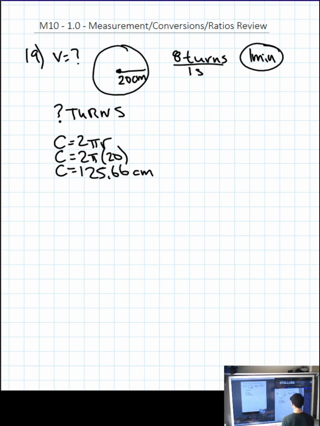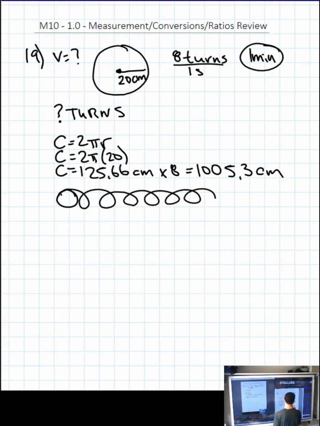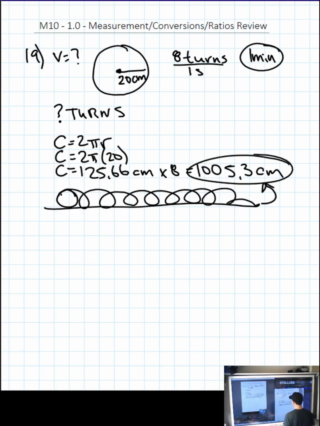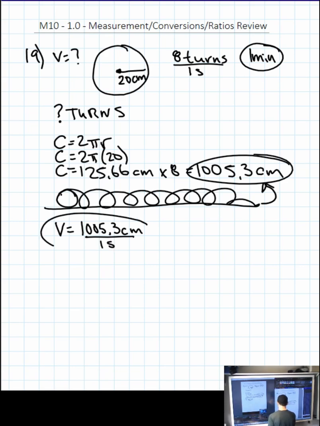Therefore, the wheel has a circumference of 125.66 centimeters. Now, if we do 8 turns in 1 second, we can simply times that by 8, and we can get 1005.3 centimeters. Meaning, if the wheel has a circumference of 125 and it turns 8 times, the distance that we're going to have gone is that. And our velocity can simply be that per second. About 1,000 centimeters a second is our velocity.